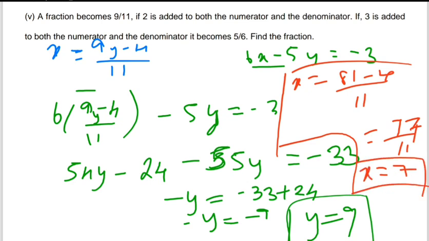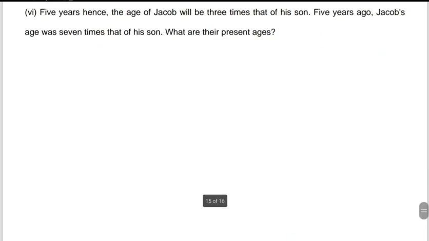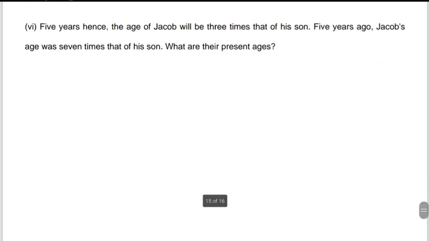Let's go to the sixth subdivision. So this is our final question in this chapter. So let's go. 5 years hence, the age of Jacob will be 3 times that of his son. 5 years ago, Jacob's age was 7 times that of his son.